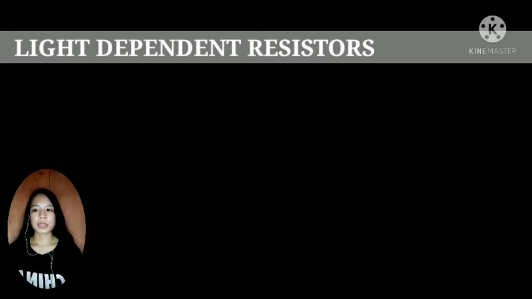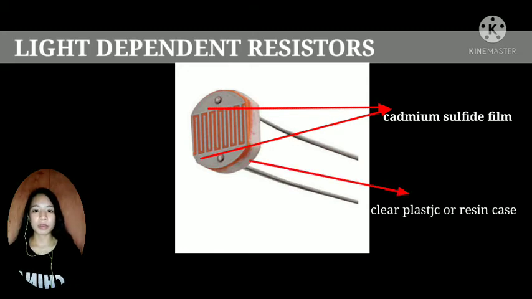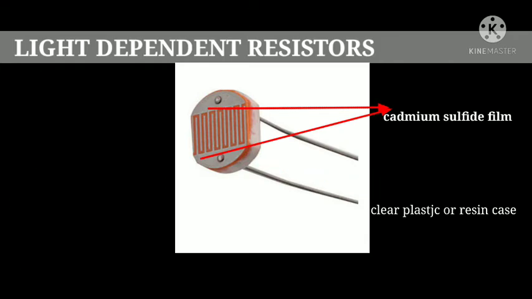This is the basic construction of a light-dependent resistor. The device consists of a pair of metal film contacts separated by a snake-like track of cadmium sulfide. So there it is, as you can see. It is designed to provide a maximum possible compact area with the two metal films. The structure is housed in a clear plastic or resin case, to provide free access to external light.